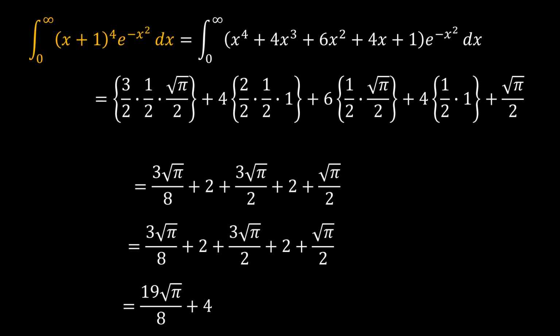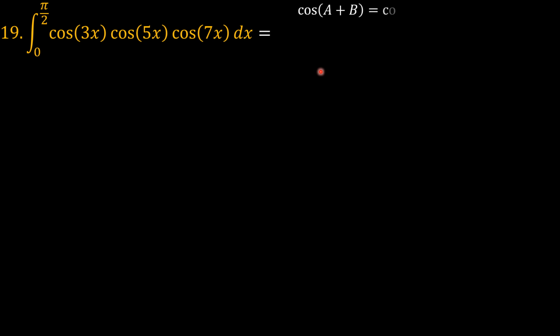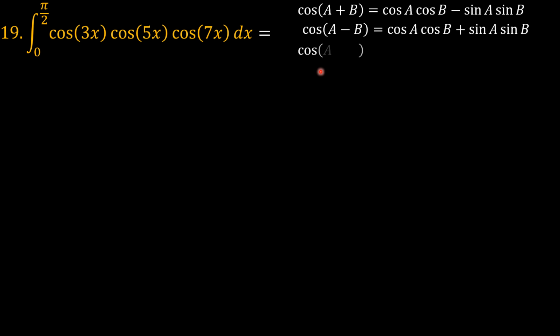Okay, so let's continue. So problem 19 is an interesting one. It's a product of the cosines of 3x, cosine 5x, cosine 7x, integrated between x equals 0 and pi over 2. I'm going to use cosine a plus b being equal to cosine a cosine b minus sine a sine b, and cosine a minus b being cosine a cosine b plus sine a sine b. When you add those, you see we have cosine a plus b plus cosine a minus b equals twice cosine a cosine b.